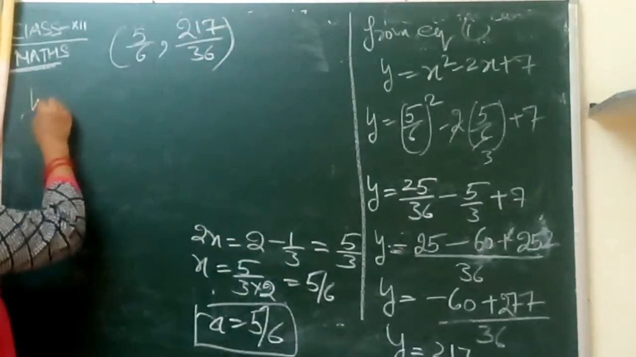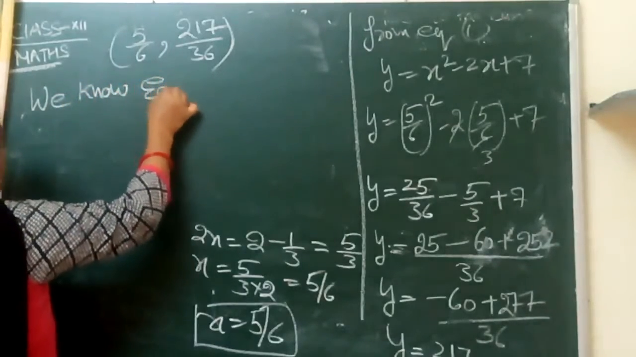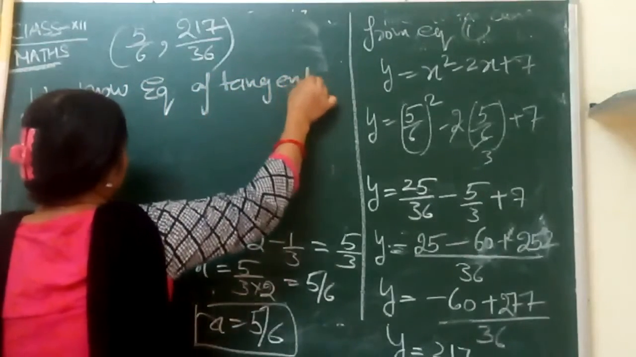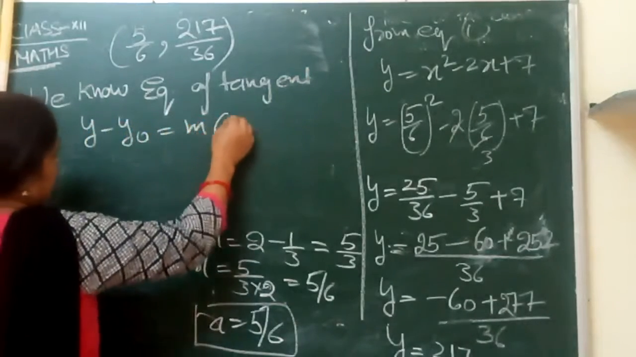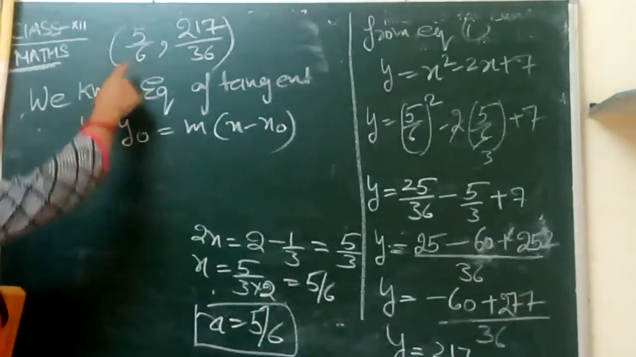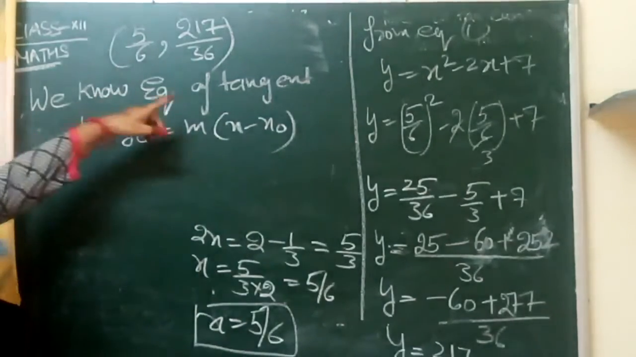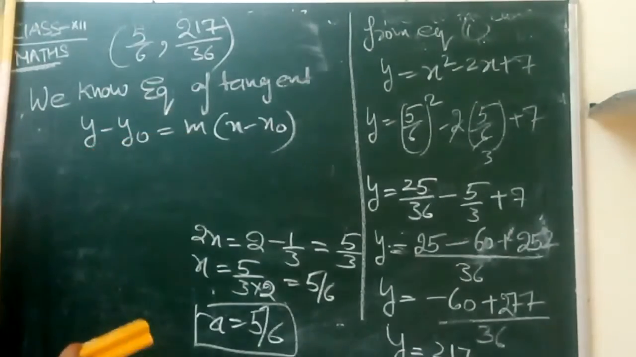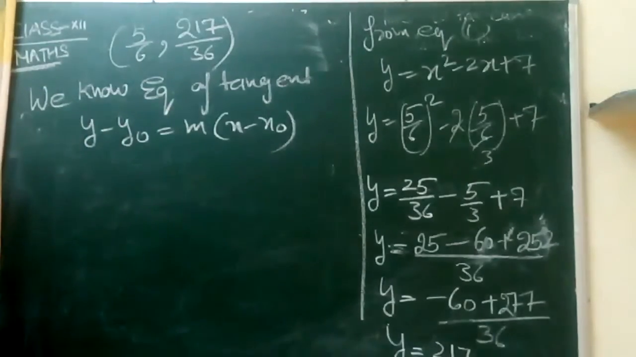Now we have to find out the equation of tangent. We know the formula, that is y minus y naught equal to m into x minus x naught. So what is y naught and x naught here? That is x naught is 5 by 6 and y naught is 217 upon 36. And what is m? M is the slope. And what is the slope here? That is minus 1 by 3.